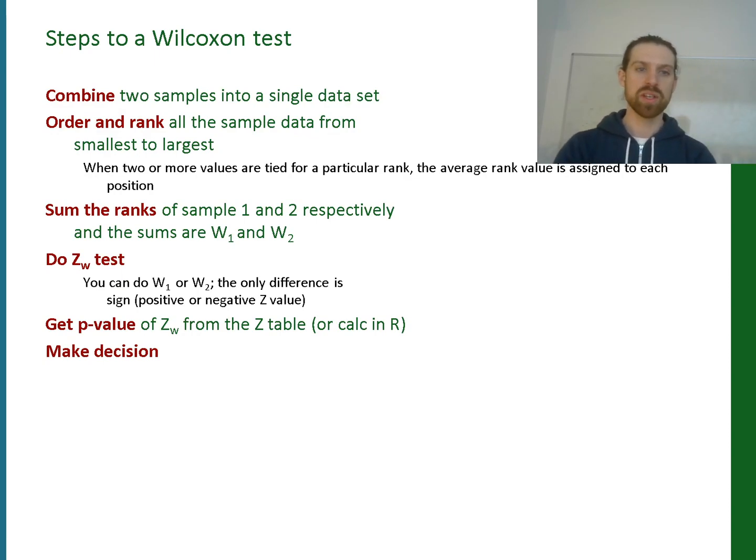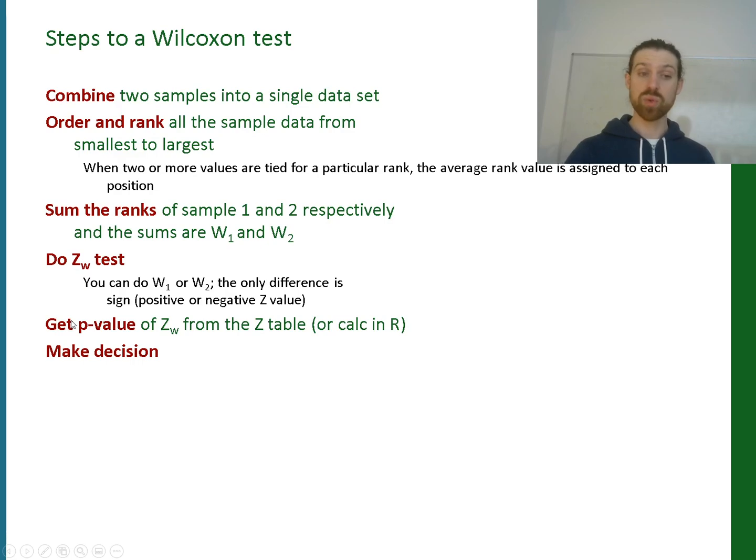So what are the steps in this Wilcoxon test? Well, firstly, we need to combine these samples together into a single data set. We then need to order and rank all of the sample data from the smallest to the largest. When we have data rows that are tied, we assign the average rank value to each of them. We then sum all of those ranks for sample 1 and sample 2 respectively, so we get the sums W1 and W2. And then we need to get the test statistic. Okay, so we know how to do that from the previous example.